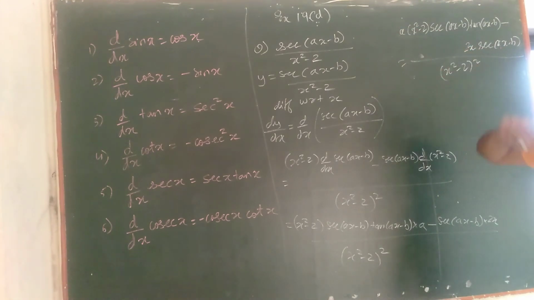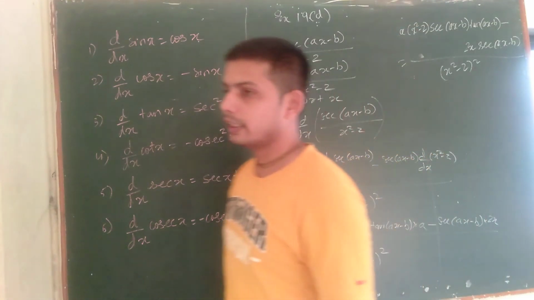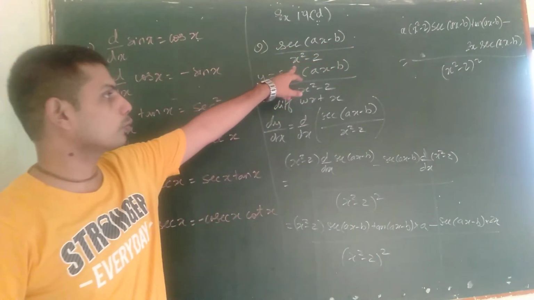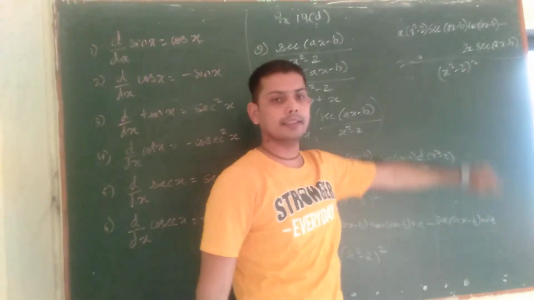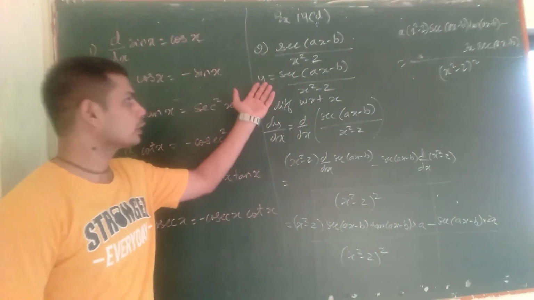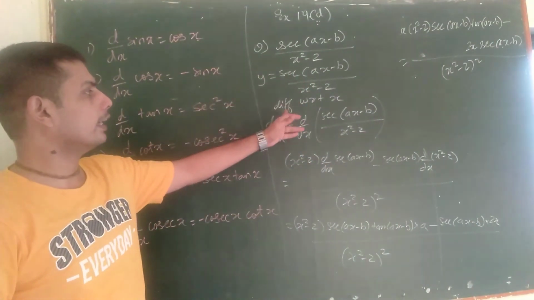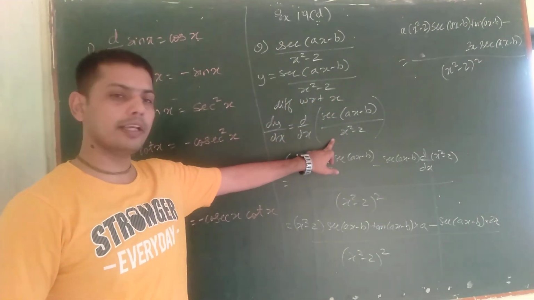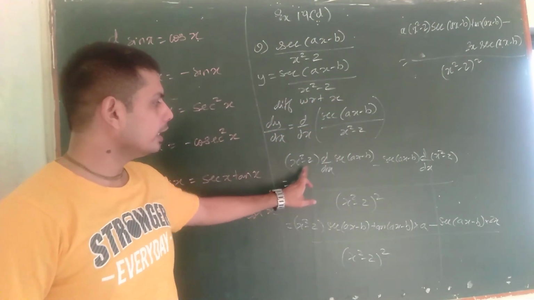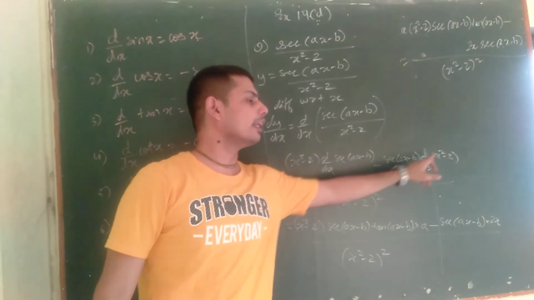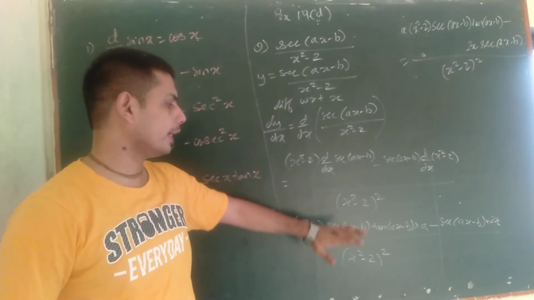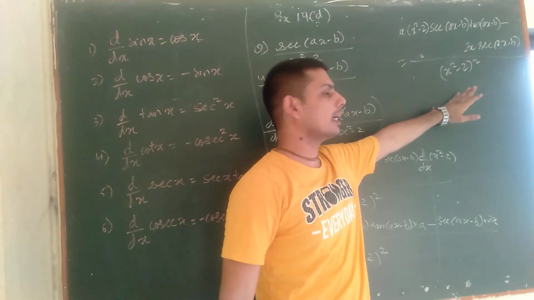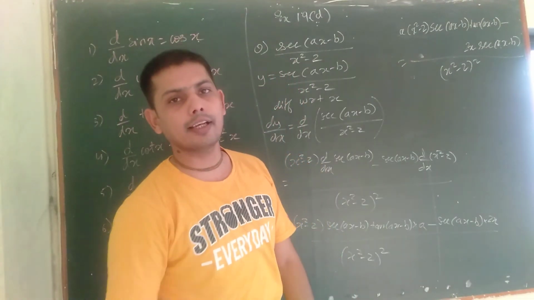Let us write the equal to sign here. So the derivative of sec(ax minus b) upon x square minus 2 is this. Okay. So first we have taken this function as y, and differentiated both sides with respect to x. This is in the form u by v, applying v into derivative of u minus u into derivative of v, upon v square. Define the derivatives, rearrange, and that will give you the final answer.